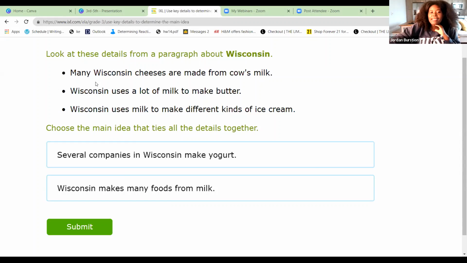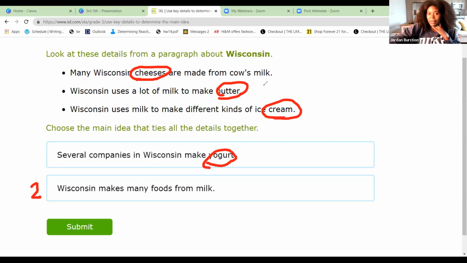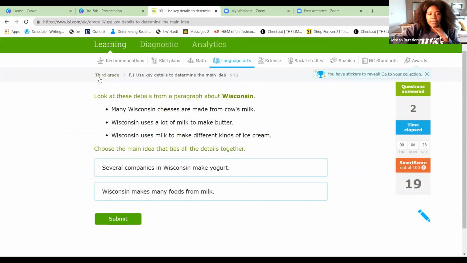Perfect, perfect. So it says many Wisconsin cheeses are made from cow's milk. Wisconsin uses a lot of milk to make butter. Wisconsin uses milk to make different kinds of ice cream. So they talk about cheese, butter, and ice cream, which fits with the second idea: Wisconsin makes many foods from milk. We wouldn't want to pick the first option because it talks about yogurt, and none of these details talk about yogurt. Okay, so I'll clear off all my drawings and we'll go back.